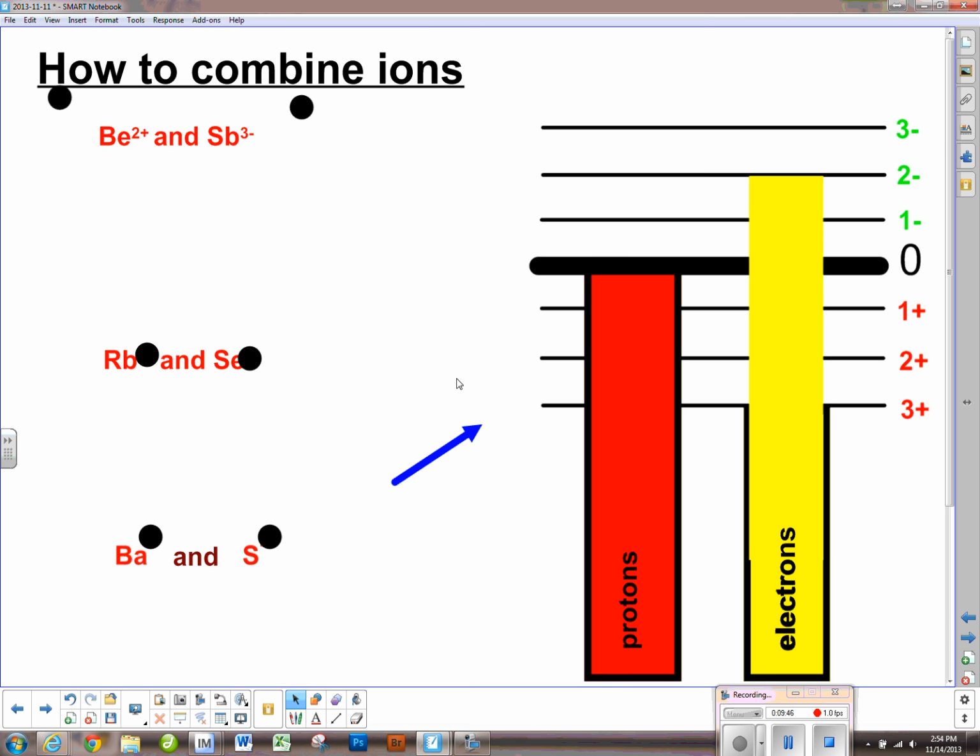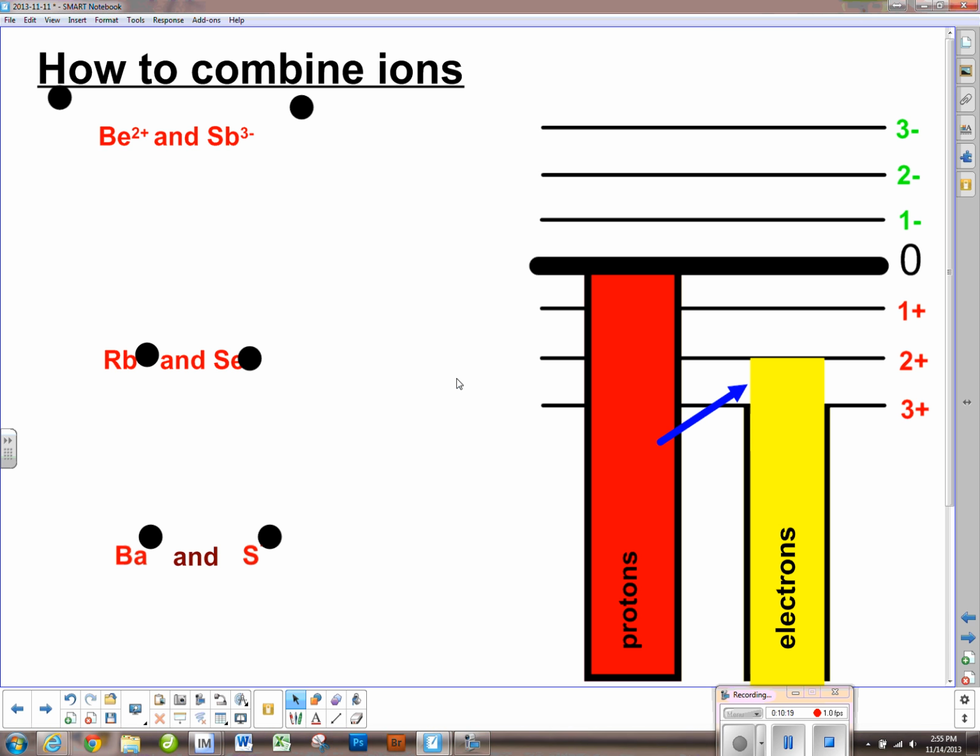2 minus, because I have 2 more electrons than I have protons. Now let's look at the antimony. 3 minus. Whoops. We went the wrong way. Beryllium? No, this goes down. It becomes positive, not negative. The pile of electrons actually goes down because beryllium has a positive charge. He has a positive charge because he loses electrons.